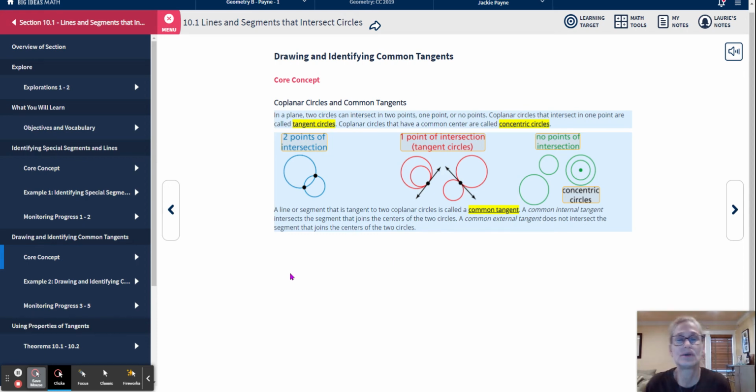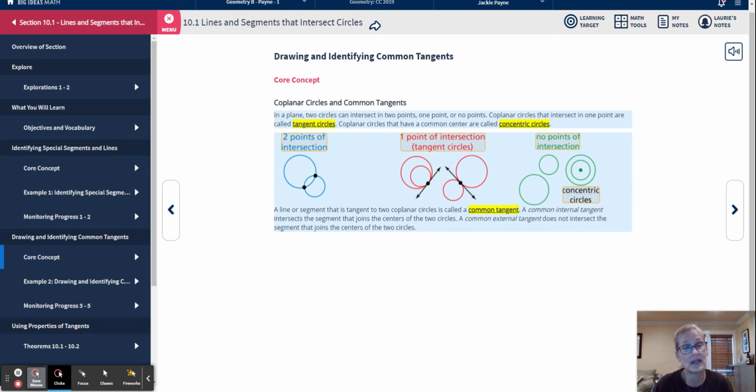In a plane, 2 circles can intersect in 2 points, 1 point, or no points. Coplanar circles that intersect in 1 point are called tangent circles. You can see it here in red. Coplanar circles that have a common center are called concentric, and that's the green over here. A line or segment that is tangent to 2 coplanar circles is called a common tangent.